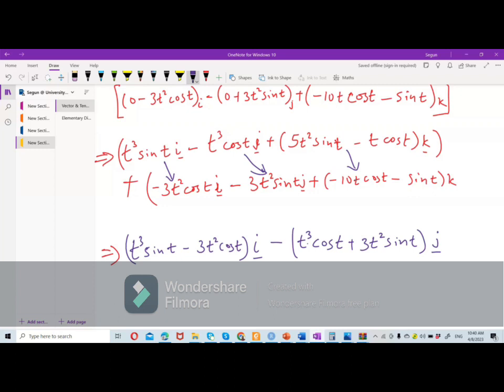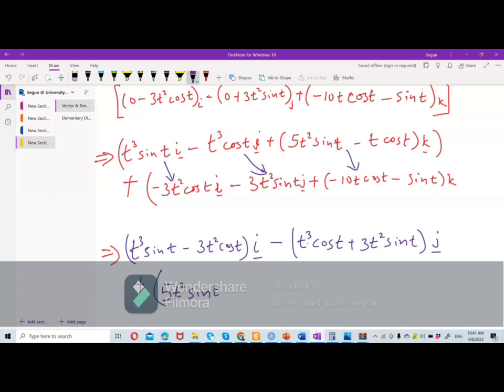J. So we have t cubed cos t plus 3t squared sine t, all with component of j. Then the last one, we need to add this together. But in adding them together, you have to be careful. Let's say plus. Remember, there is a t squared here, there's no t squared. So you can't add t squared, just write the t squared separately.